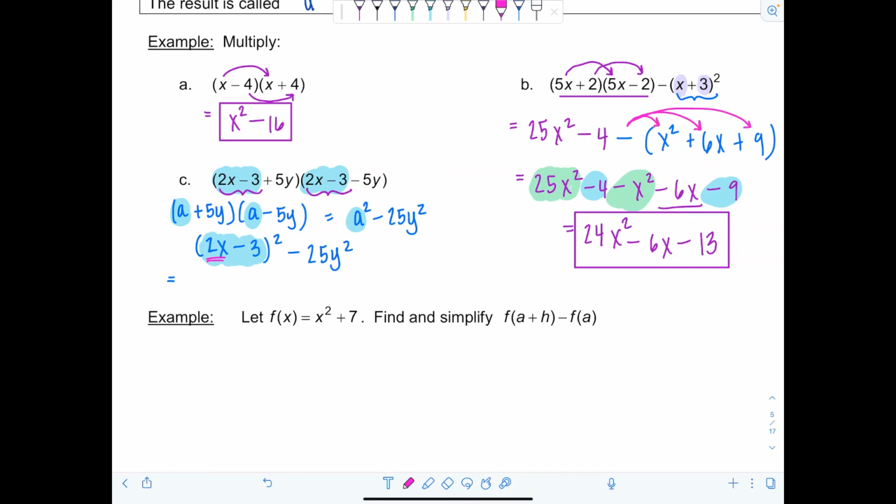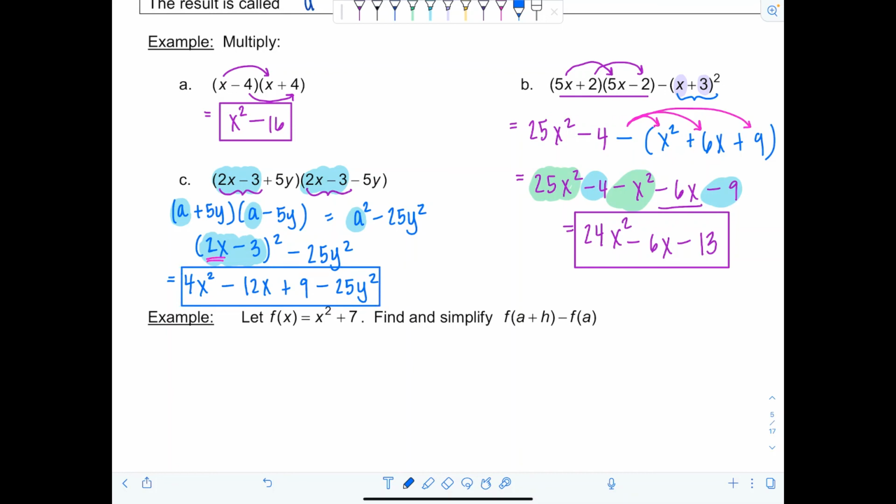Square 2x. So it's going to become 4x squared. I'm going to put a minus sign down. And then remember, take the first term times the second term and then double it. So 2x times 3, that's 6x. Double it. 12x plus, square the last term, 9 minus 25y squared. And you know, we just got to leave it like that. There's no like terms to combine. Oh my goodness.